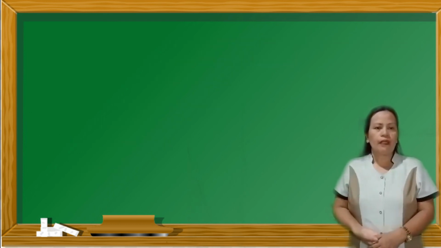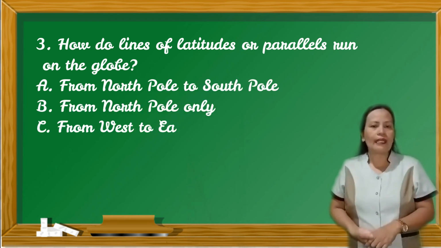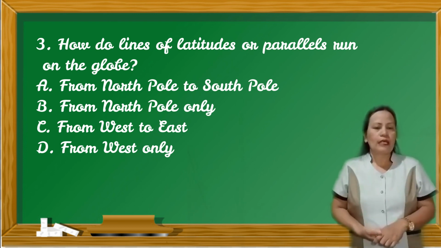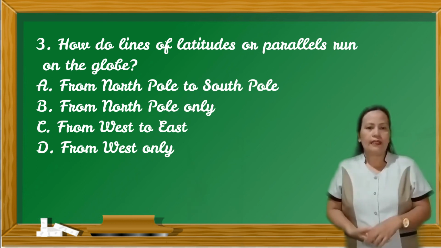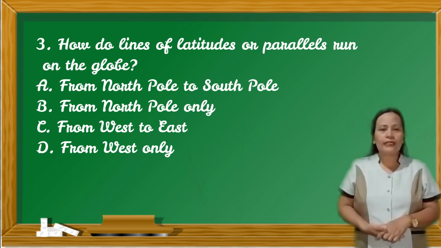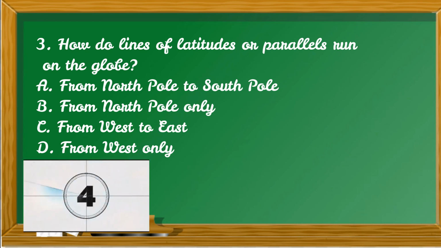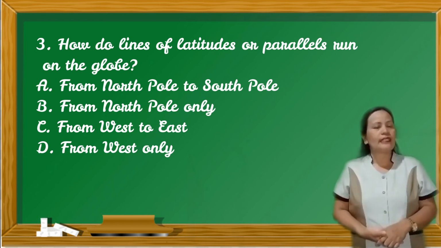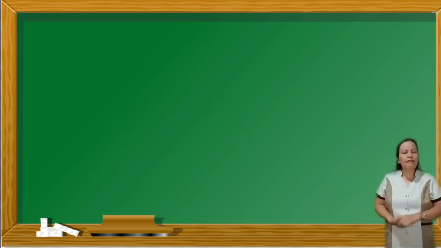Number 3. How do lines of latitudes or parallels run on the globe? A. From North Pole to South Pole. B. From North Pole only. C. From west to east. D. From west only. Amazing! The correct answer is letter C. From west to east.